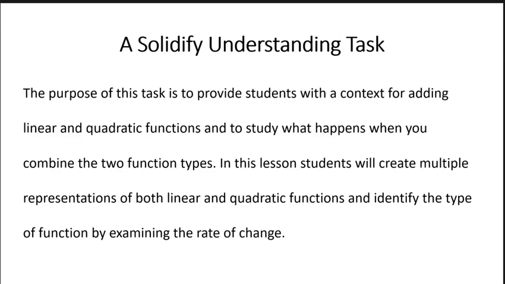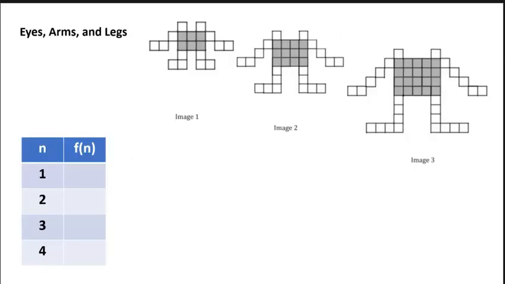In this lesson, students will create multiple representations of both linear and quadratic functions and identify the type of function by examining the rate of change. In the first part of this lesson, we need to find an explicit equation that relates the image number and the number of white squares in the eyes, arms, and legs of each figure.